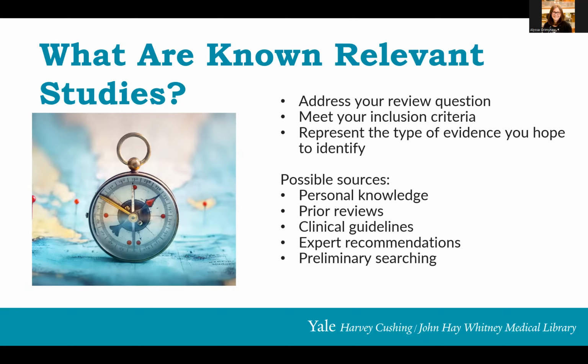I'm going to stress here really quickly that I mean preliminary searching. This should by no means be your exhaustive searching. When we're doing preliminary searching for known relevant articles, we're also testing the feasibility of the review. So we want to make sure there's at least a handful of papers that will fulfill your inclusion and exclusion criteria and that you should move forward.